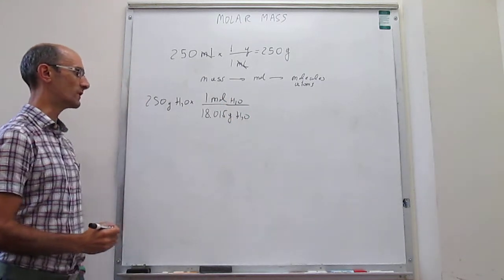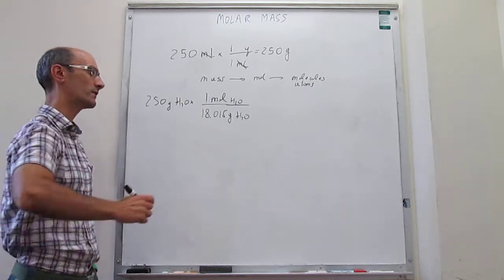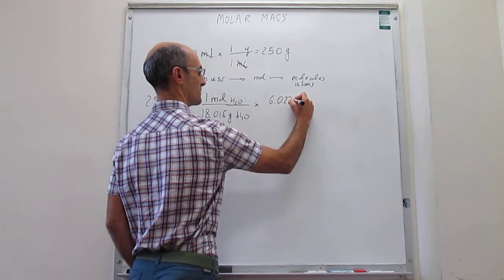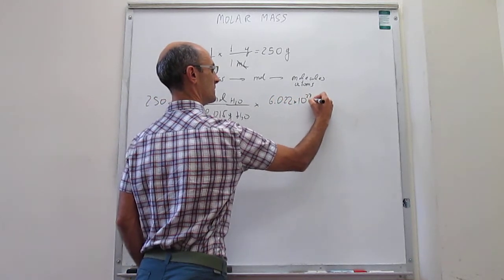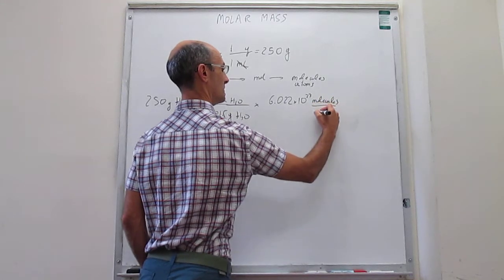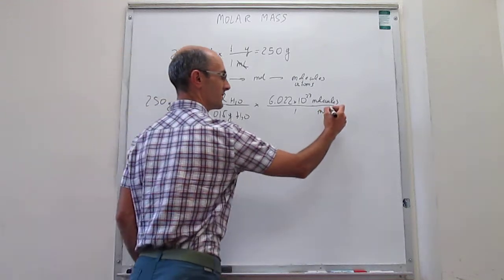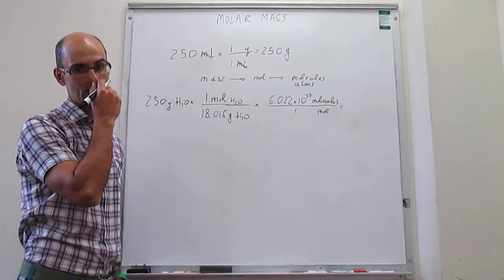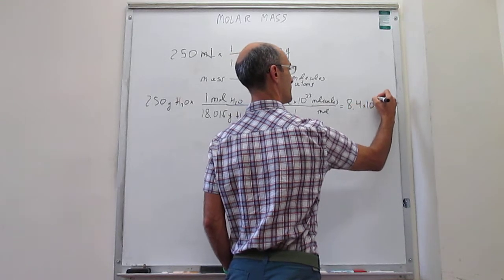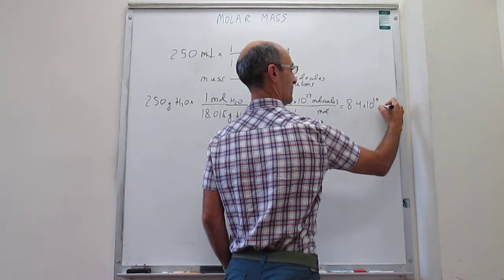So this conversion will give us how many moles of water we have in that glass of liquid water, but we also know that in each mole that we have, there is an Avogadro number of molecules of water per 1 mole. So when we do this calculation, in the end, we find that this number is equal to 8.4 times 10 to the 24 molecules of H2O.